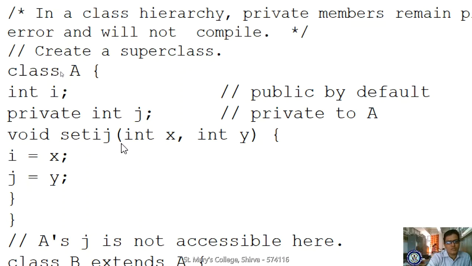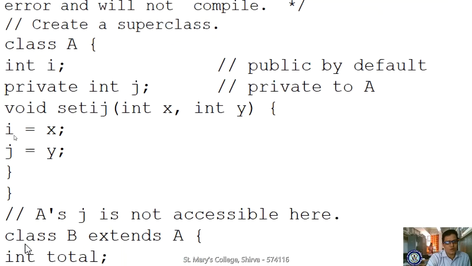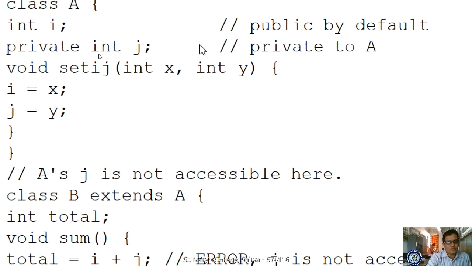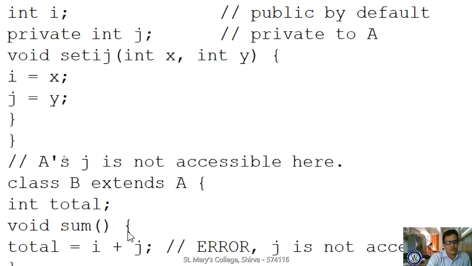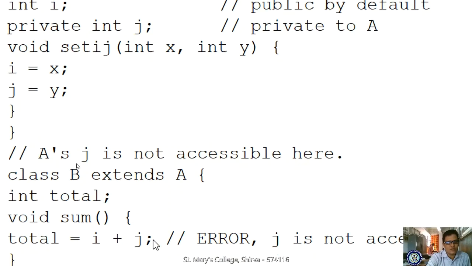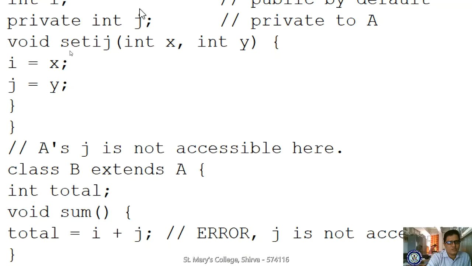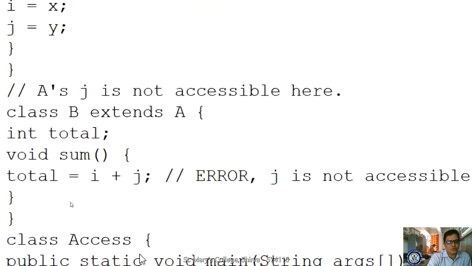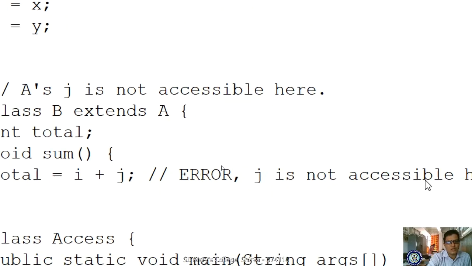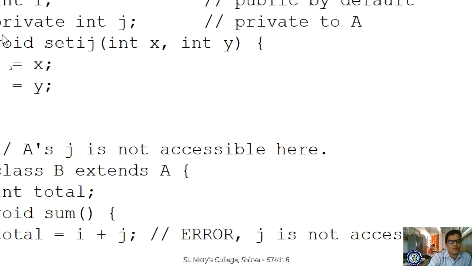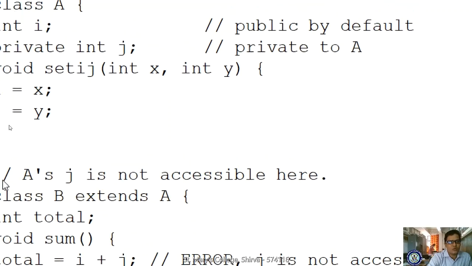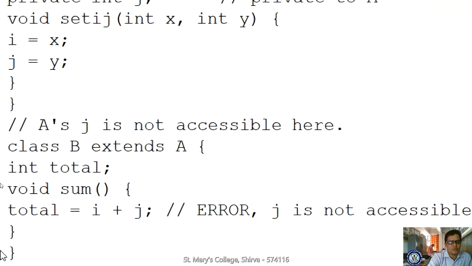Now I am taking void setij(int x, int y). In i I am storing the x value, in j I am storing the y value. Afterwards, I am writing class B extends A, which means class B is inheriting the features of class A. Here, in the total void sum method, I want to do i plus j, but j is a private variable, so it is unable to be accessed. As I clearly mentioned, j gives an error, j is not accessible because it is a private variable. We can access it only within this class, you can't access it outside of this class.